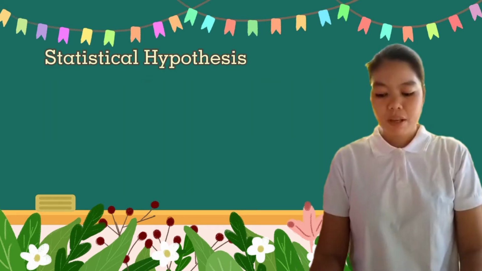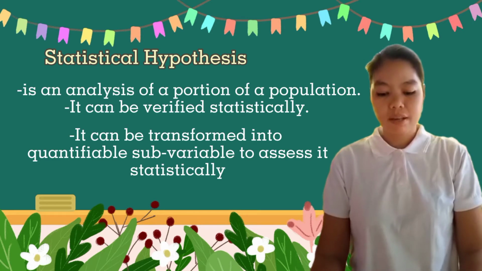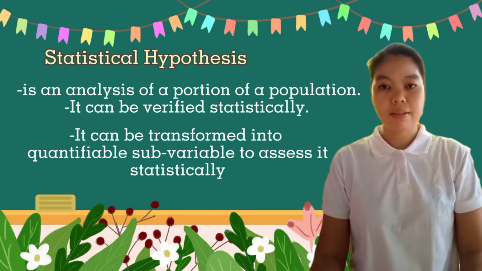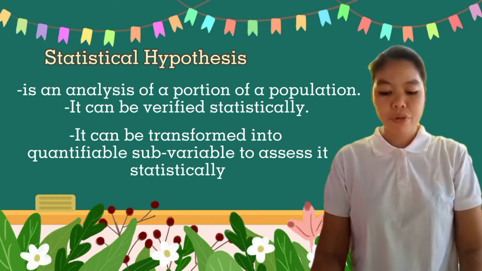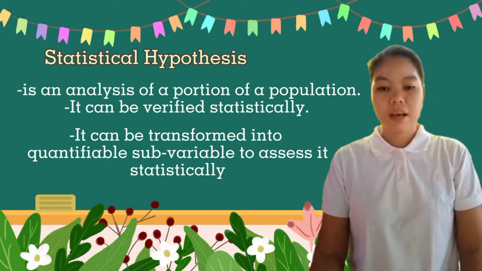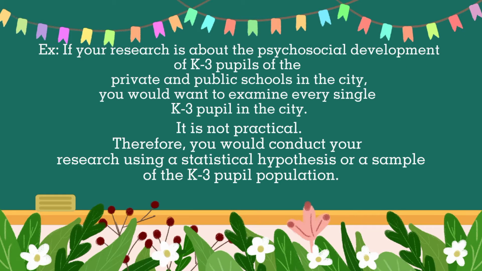Fifth, statistical hypothesis. A statistical hypothesis is an analysis of a portion of a population. It can be verified statistically. If your research is about the psychosocial development of K-3 pupils of private and public schools in a city, you would not want to examine every single K-3 pupil in the city. Therefore, you would conduct your research using a statistical hypothesis.